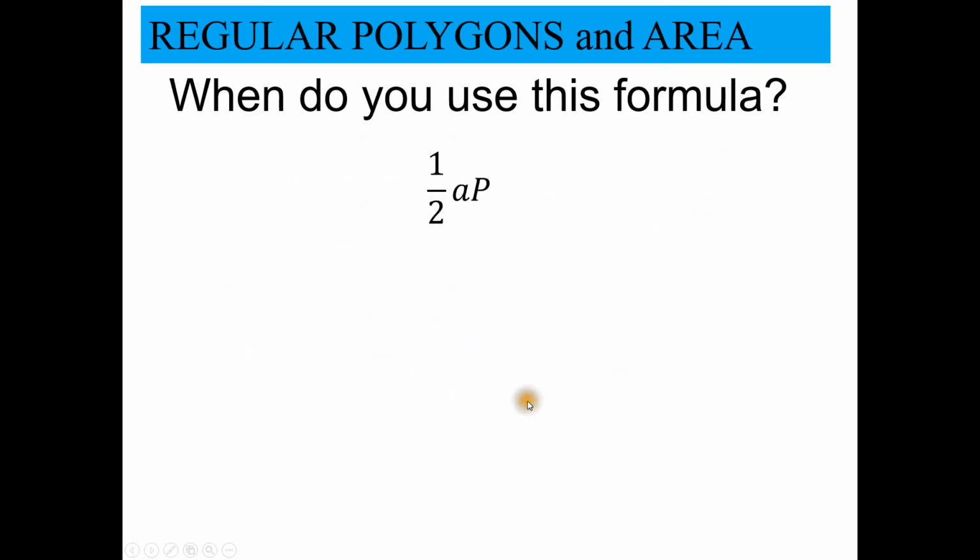Okay, all right. When do I use the apothem times perimeter divided by 2 formula? Well, with regular polygons. Regular polygons. Remember, regular means that the sides and the angles are all congruent, like a square or an equilateral triangle. And of course, we always talk about the regular hexagon too.